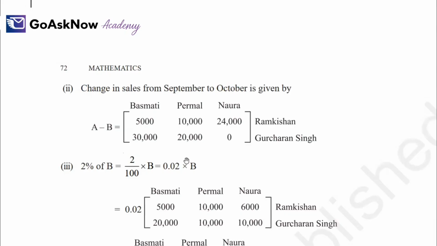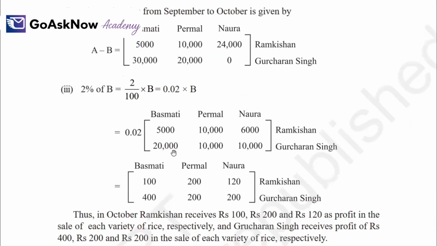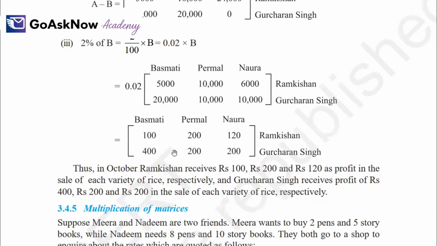Now we will see the third part of this. 2% of B is what? 2 by 100 into B, that is equal to 0.02 of B. So we have to multiply here what? 0.02 to the whole matrix. Okay. So 0.02 is multiplied to A minus B matrix, and you will get the result as 100, 200, 120, 400, 200, 200. So thus in October month, Ramkrishnan received rupees 100, rupees 200, rupees 120 as profit in the sales of each variety of rice. So this is your profit here.